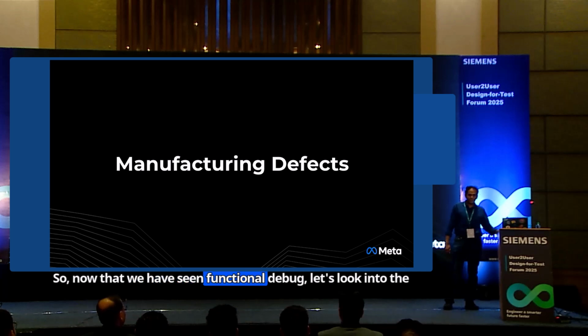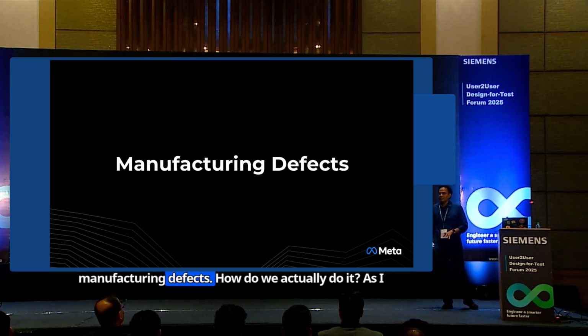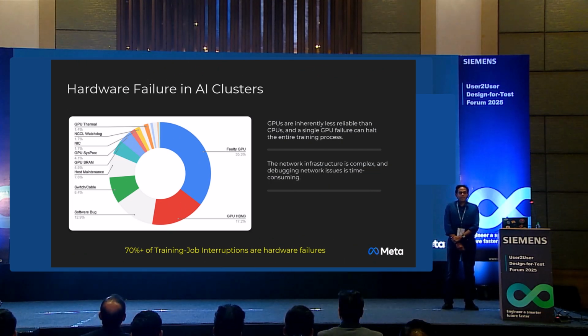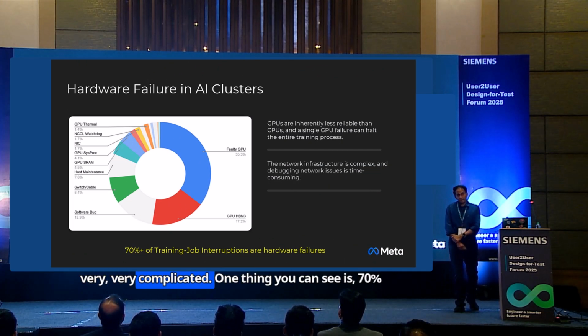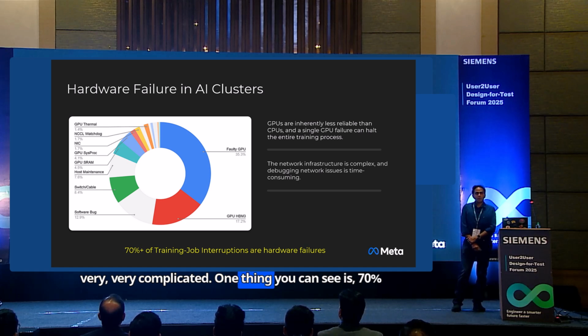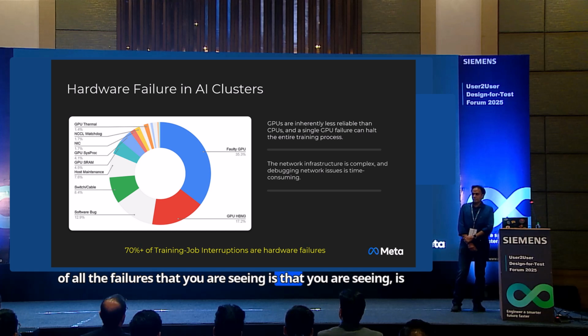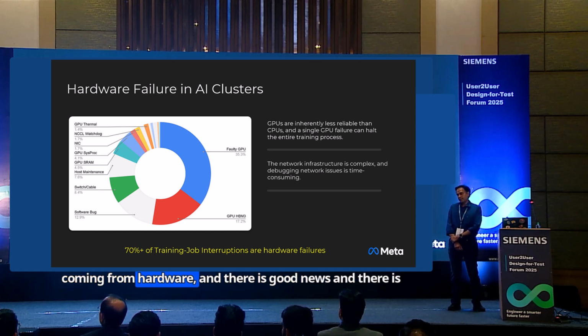So now that we have seen functional debug, let's look into the manufacturing defects. How do we actually do it? As I mentioned before, AI clusters are very, very complicated. One thing you can see is 70% of all the failures that we are seeing are coming from hardware.